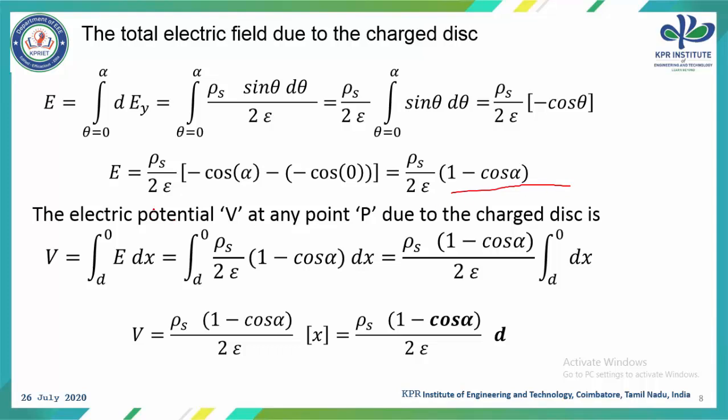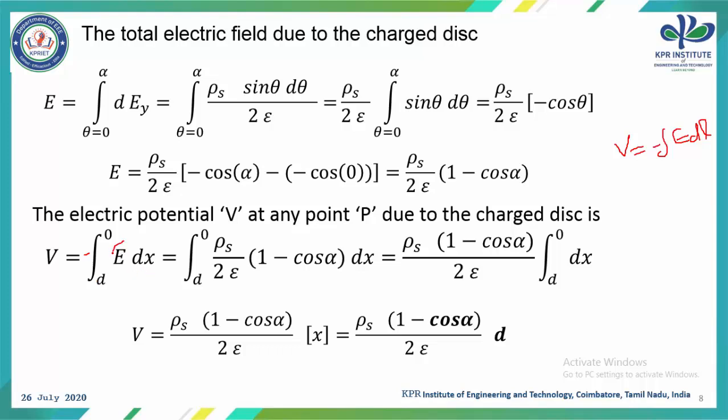Now you want to find out the electric potential V at a point P due to the charged disc. Now V equal to, what is the formula? We know the formula V equal to minus integral E into dl. This is the formula for electric potential in integral form. Now V equal to minus integral E into dl.